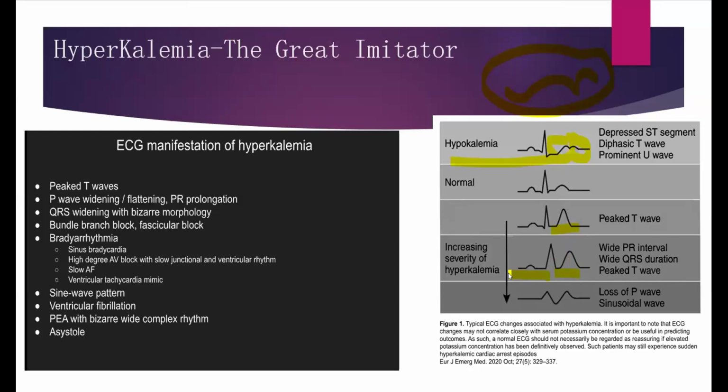So at the end of it, you will have what is known as the sinusoidal wave of hyperkalemia, where you have something like this, okay? No P waves, no QRS. So you'll have sinusoidal with no P waves. By the time you reach here, you're having potassium of 8 to 9.